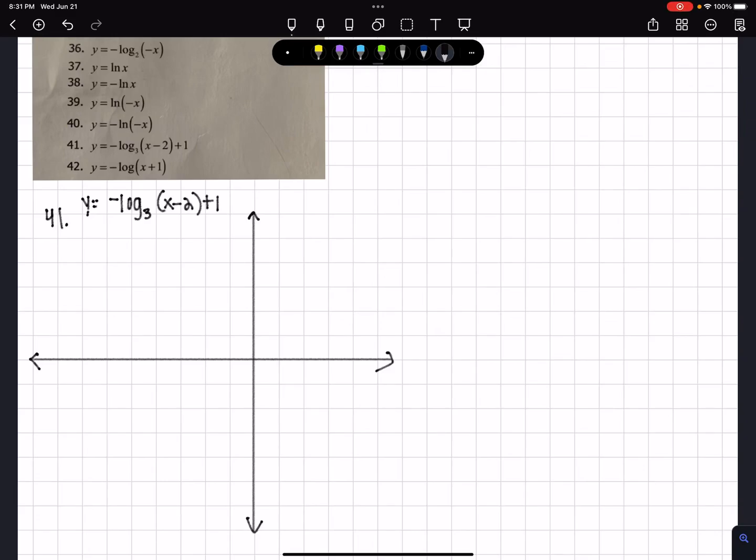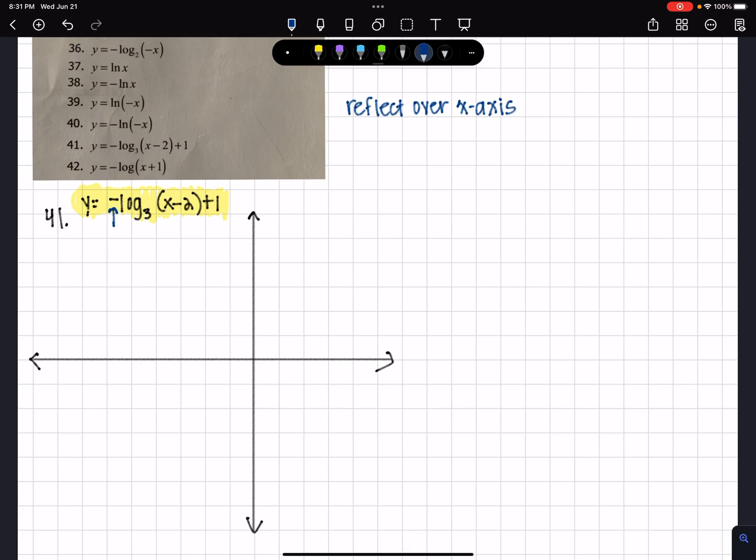Here we have the problem y equals the opposite of log base 3 of x minus 2 plus 1. So this function involves quite a few transformations. So we're going to look at those transformations from the parent function first. We've got this opposite on the outside of the logarithm. So that opposite on the outside of the logarithm is a reflection over the x-axis.